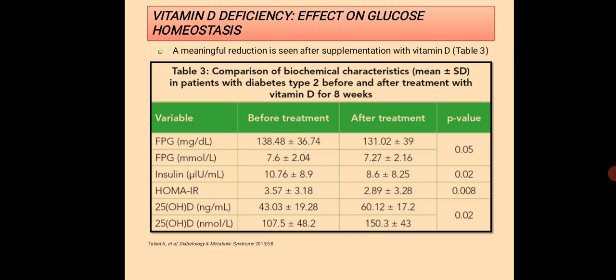D for 8 weeks. At least 2 months were taken. Fasting blood glucose in milligram per deciliter and in millimole per liter, insulin level in microunit per ml, HOMA-IR, and 25-hydroxy vitamin D in nanogram per ml and in nanomole per liter are shown before treatment and after treatment, and the p-value is given. What is the significance of this study? Significant results have been shown.